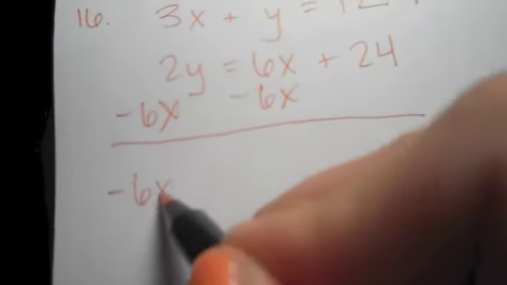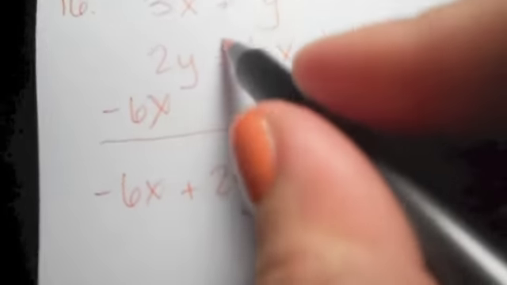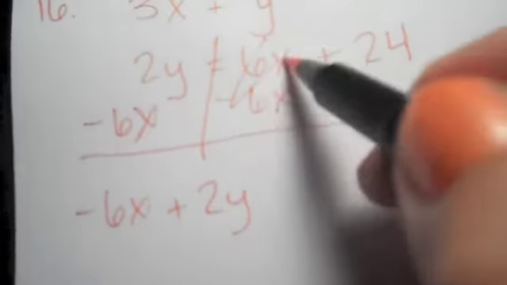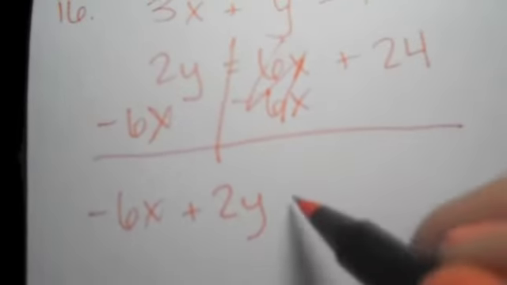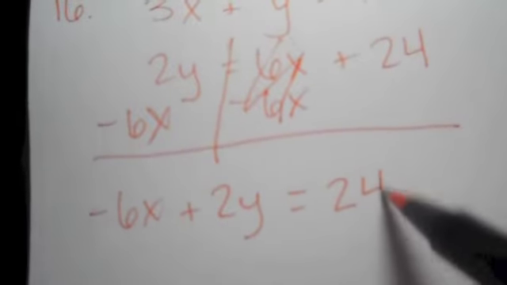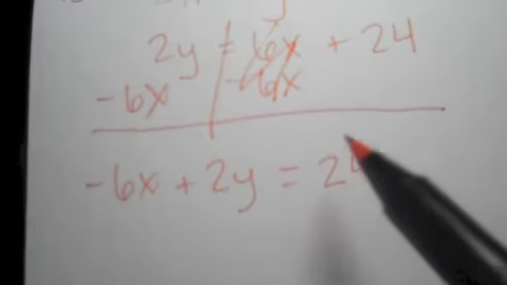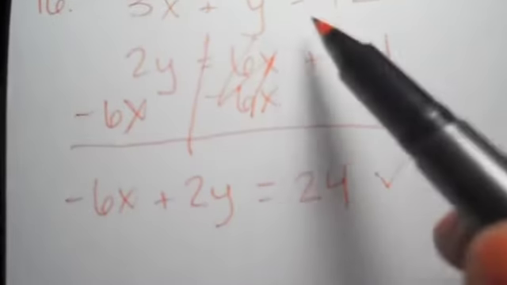Minus 6x plus 2y. That's what we have here. Alright, and on this side, the minus 6x goes away because we have a plus 6x and a minus 6x. We're left with 24. So we have minus 6x plus 2y equals 24, and then this top equation, 3x plus y equals 12.